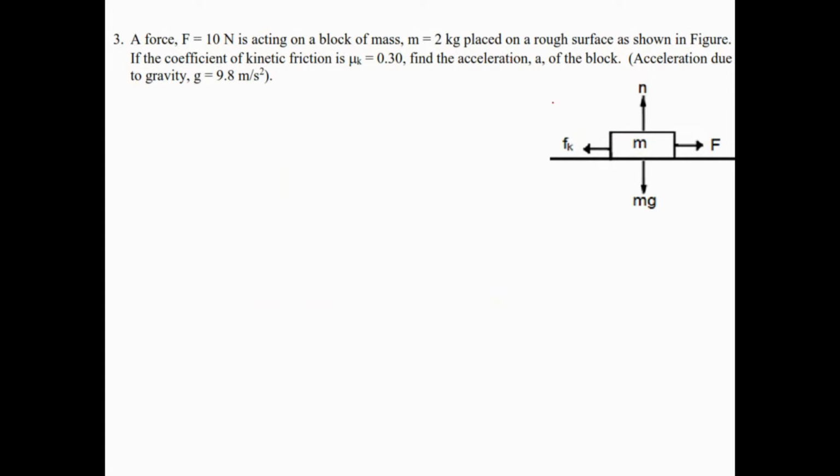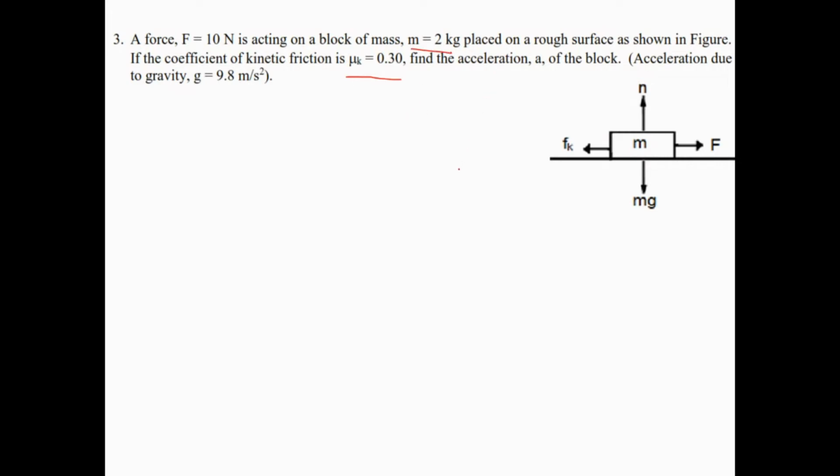So that means the surface is not smooth, it has friction as shown in the figure. If the coefficient of kinetic friction mu k is 0.30, find the acceleration of the block. So that means if a block is moving on this friction surface, it has a friction force, and in this question they give the value of the coefficient of kinetic friction, and also the mass of the block.